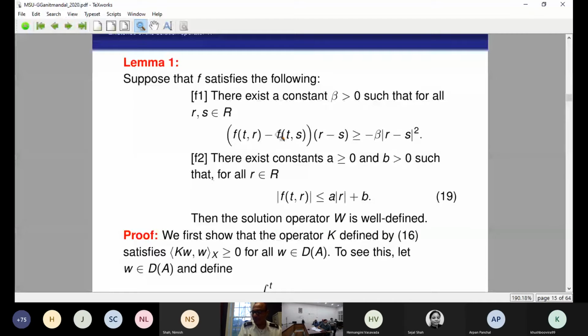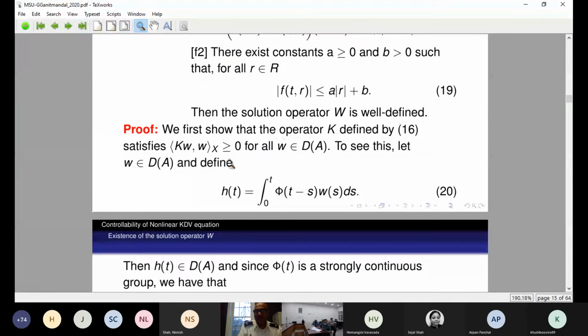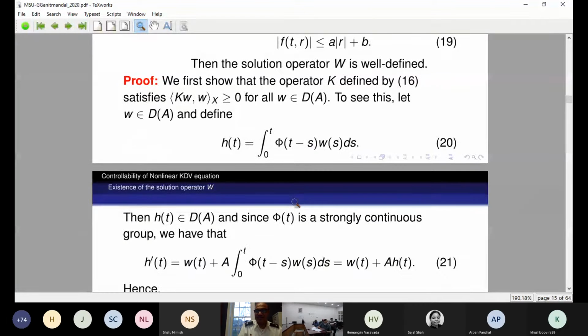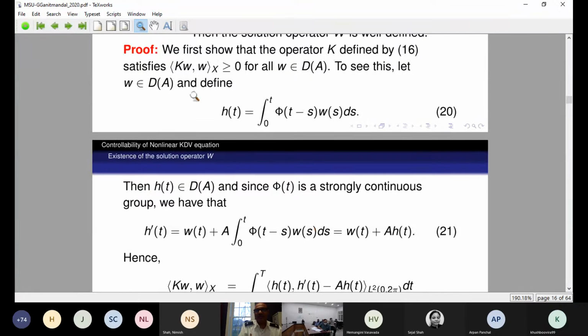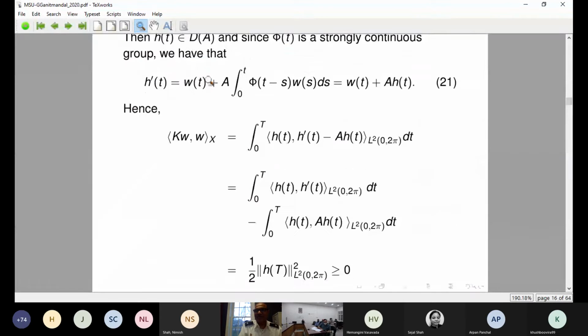Again, master students, or those who have just finished their masters or are doing an MPhil, can prove this very easily. I can give the hint here. If I define h(t) equal to phi(t-s)w(s), and this h(t) is in the domain of A, and phi is nothing but the strongly continuous group of isometries, naturally I can take the derivative of this operator. Sending this to the other side, you get w(t) equal to h'(t) minus Ah(t). Then plug this value in for w in KW, W, and after some calculations you get that it is greater than or equal to 0. That's not a big deal.